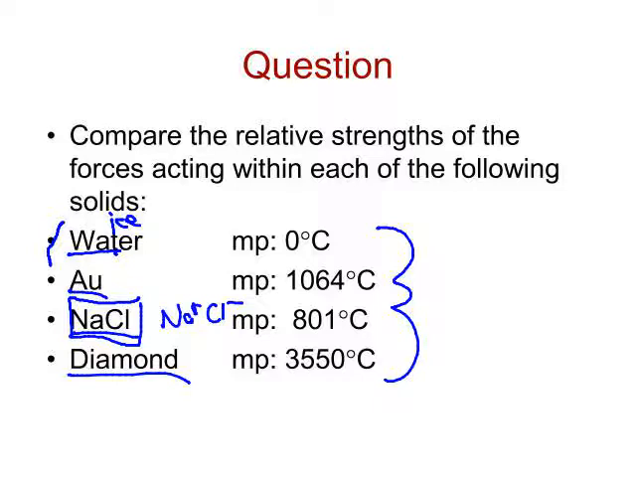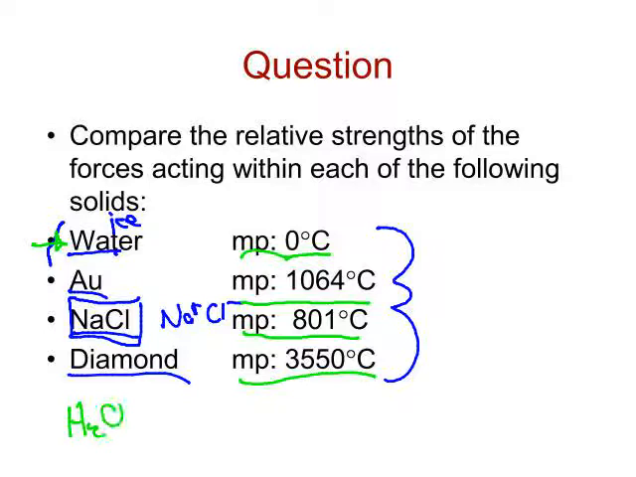Okay, we're back. The way you would go about this is, we said before that melting points, boiling points, and vapor pressure all depend on the strength of the intermolecular forces of attraction holding the particles together. If we compare the melting points, water has the lowest melting point, followed by sodium chloride, followed by gold, followed by diamond. So you would expect the magnitude of the interparticle forces of attraction in these solids to follow that same order.